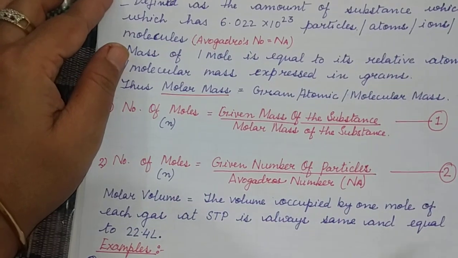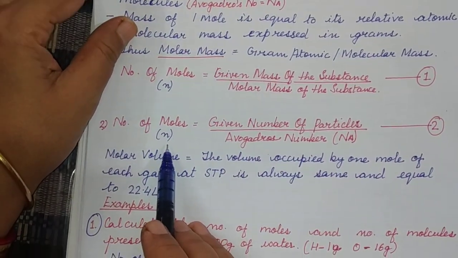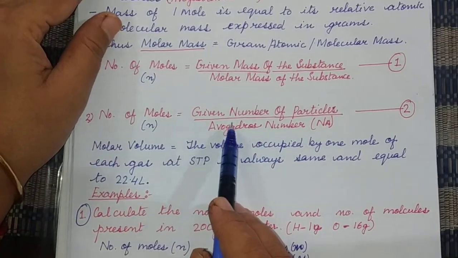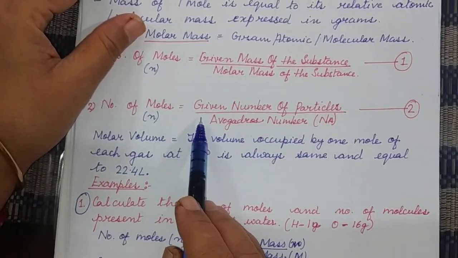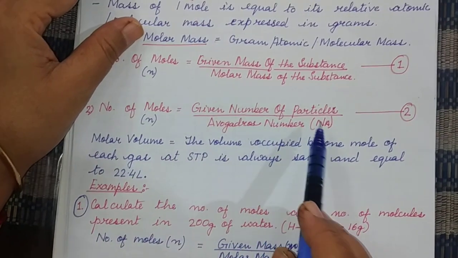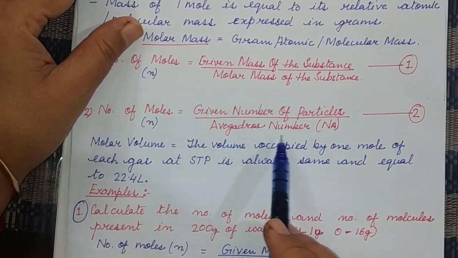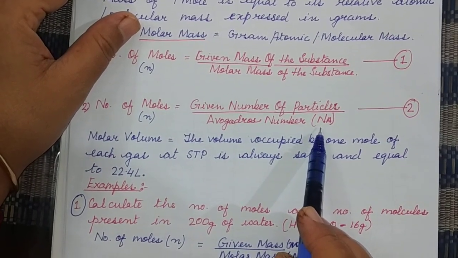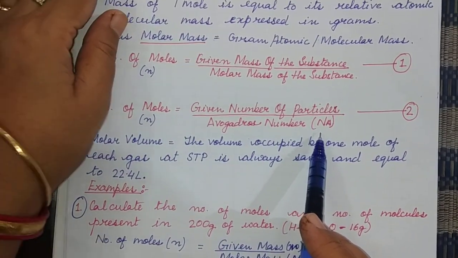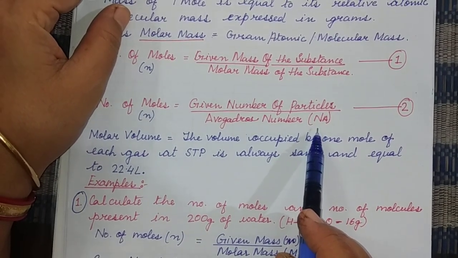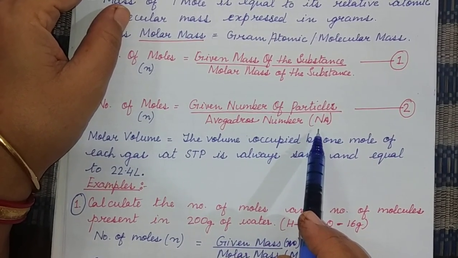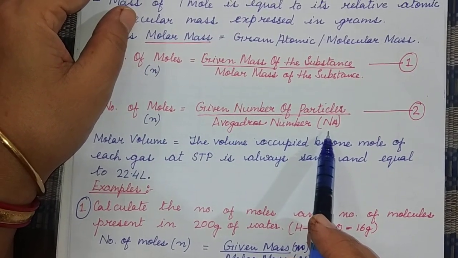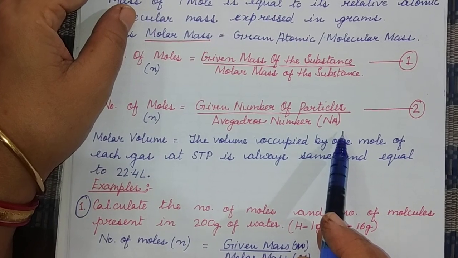The second formula is finding the number of moles from the number of particles. It relates the number of moles with the number of particles. So number of moles is equal to the given number of particles divided by Avogadro's number. You already know Avogadro's number is 6.022 x 10^23. But for calculation's sake, because it is very difficult to work with such a long number, we take 6.0 x 10^23 as the value of Avogadro's number.